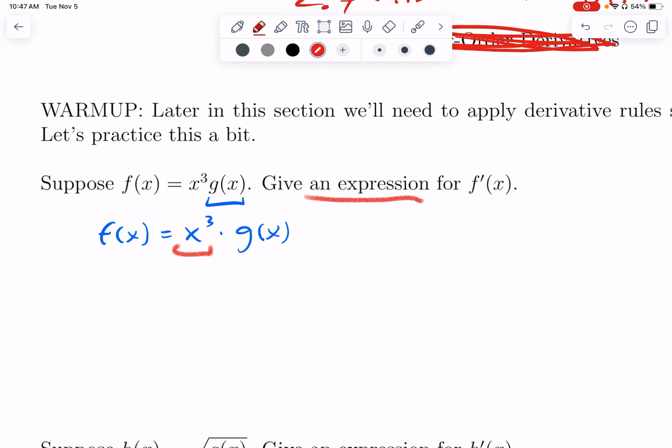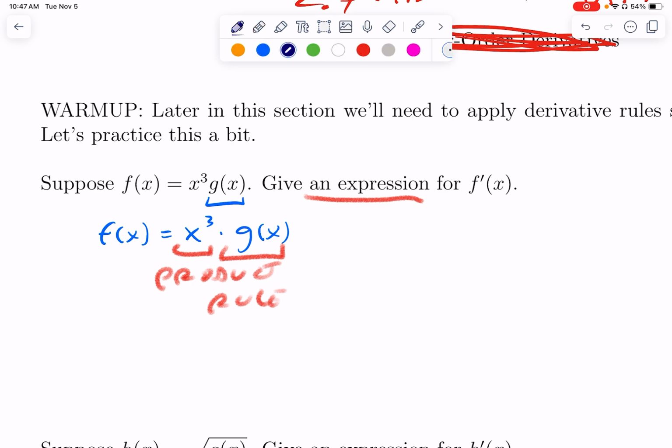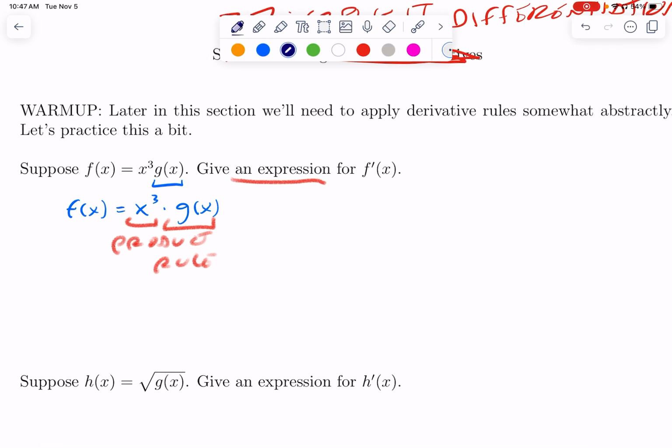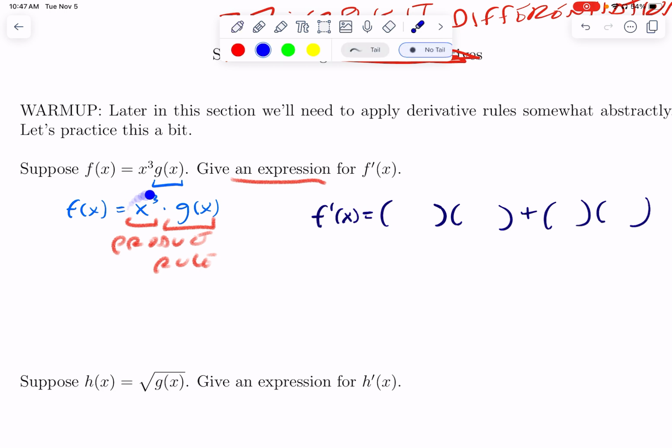But we understand that this is something times something, so we can use product rule. So we're just going to follow the pattern for product rule, and if it feels a little imprecise or abstract, so be it. So I'll just create my scaffolding for product rule, and I'll go one at a time. So by product rule, I start with the derivative of the first thing, which would be 3x squared, times the second thing, which is just called g of x, plus the first thing, which is x cubed, times here is where we would put the derivative of the second thing.